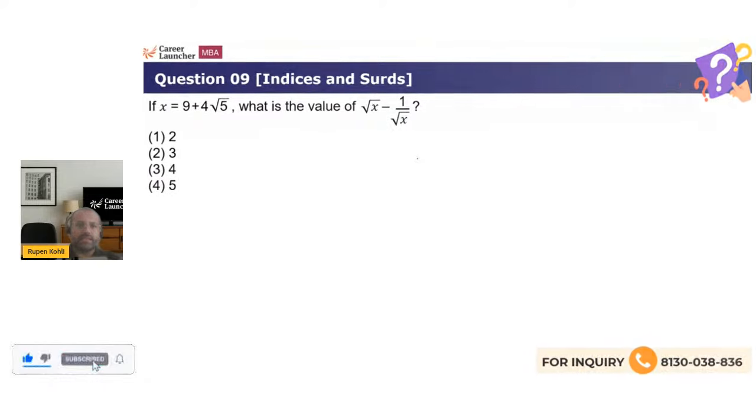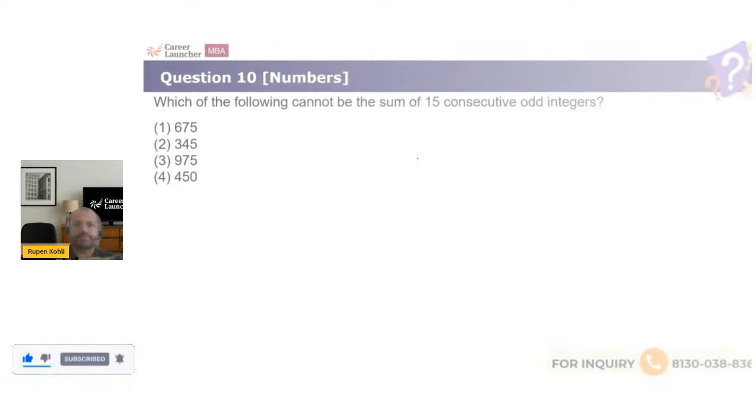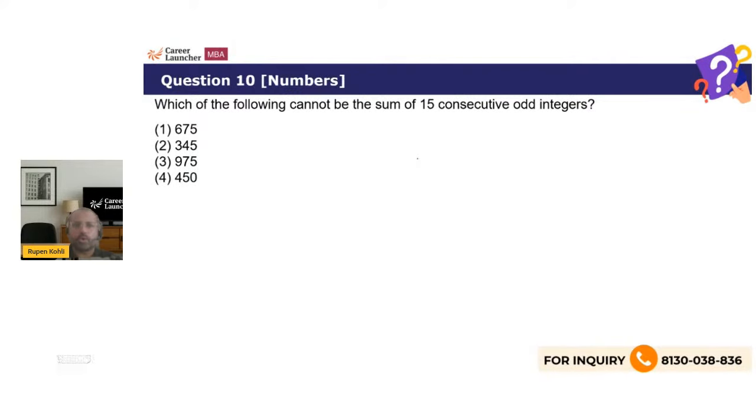Let's see. Here we go with the next one. Okay. Which of the following cannot be the sum of 15 consecutive odd integers? 675, 345, 975, 450.